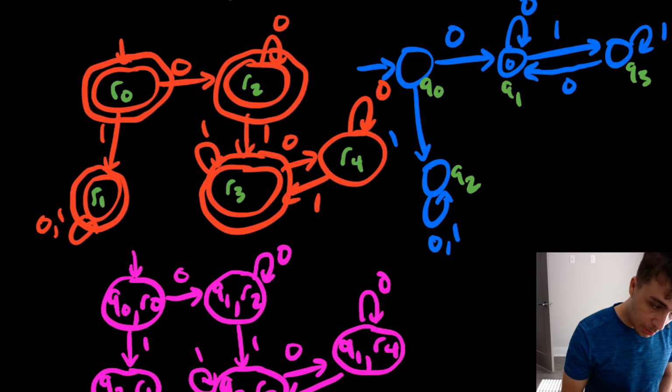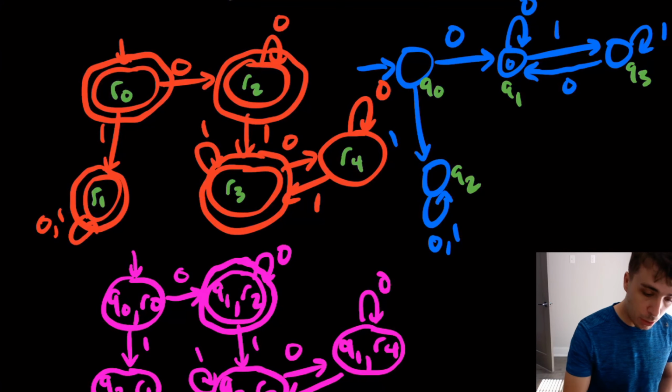So then, yeah. So then for this one right here, Q1, R2, is that final? Yep. So as it should be. And then Q3, R3, nope. Q1, R4, nope. Okay, good.